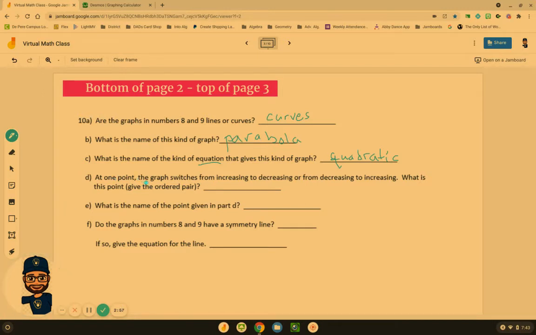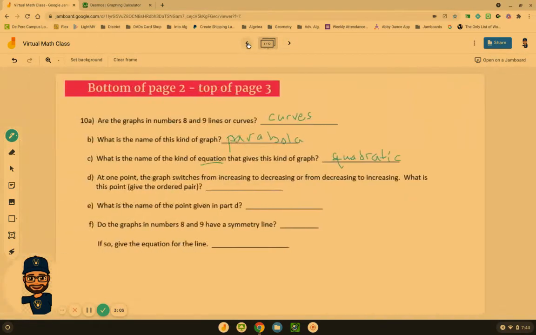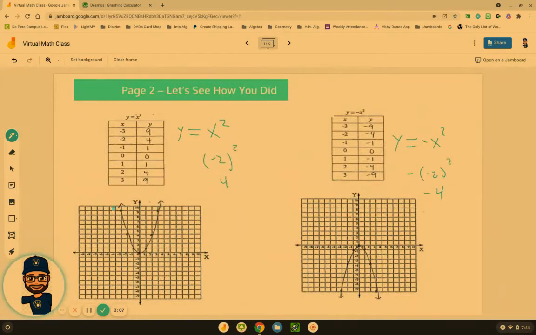All right. At one point, the graph switches from increasing to decreasing or from decreasing to increasing. And so you'll notice here it goes decreasing until we get down to here, and then all of a sudden it switches back to increasing. Or this graph, it's increasing, and then all of a sudden it switches to decreasing.